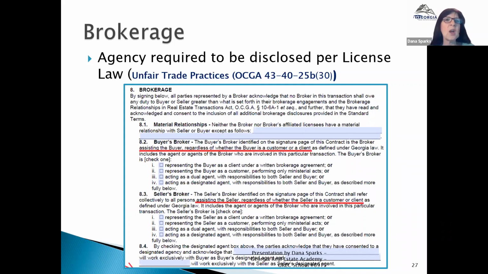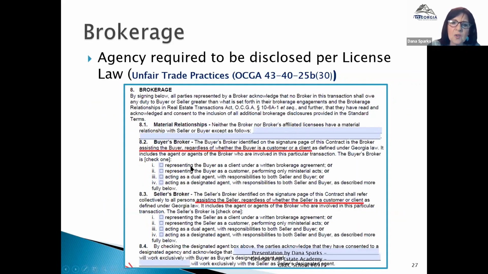And this can be very general. Like if you're working with your sister, your brother's second wife, or your brother's mother's aunt, well, you don't have to put it that specifically. You can just put agent is related to buyer by marriage, or buyer is past client of agent, something like that. It can be generic, but you need to disclose the material relationship.